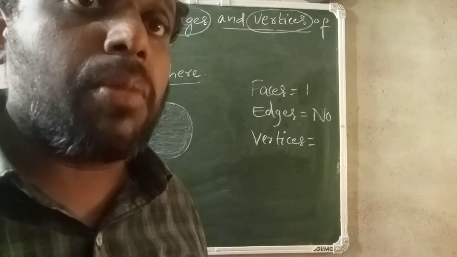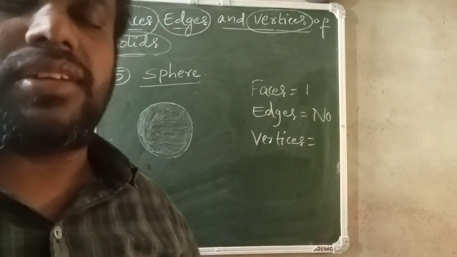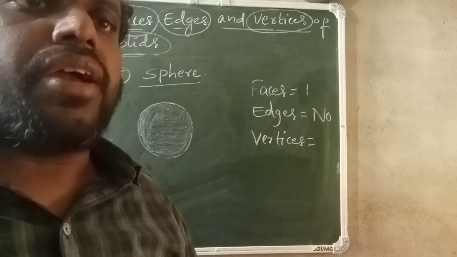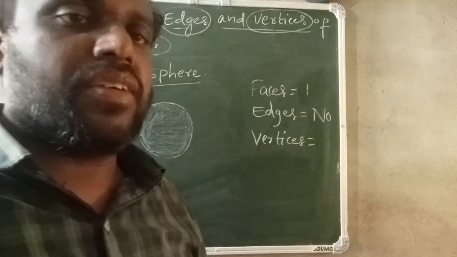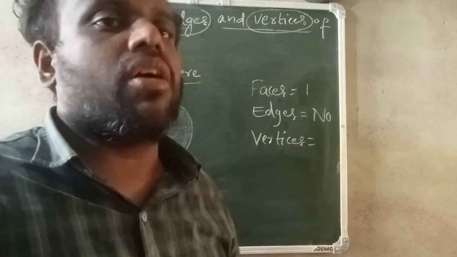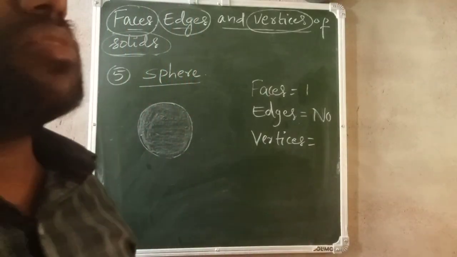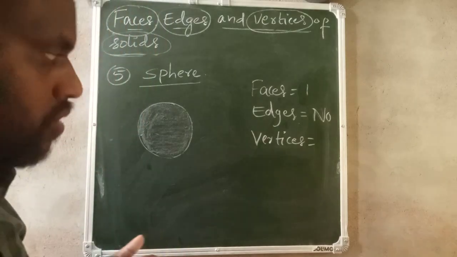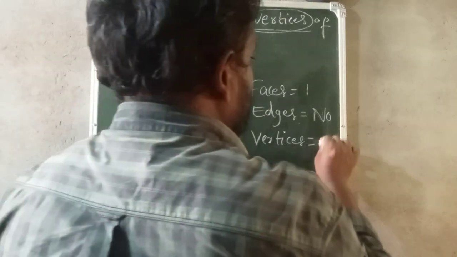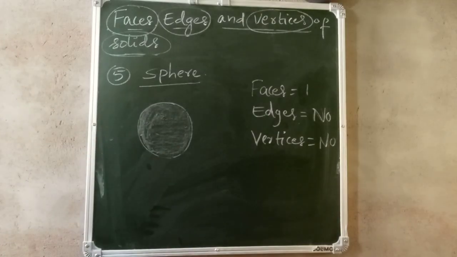You know how the ball moves. It has no corner point, that's why it moves like that. If it had corner points, people would not use it for playing cricket and all. So the ball has no corner points or vertices. The ball is an example for the sphere. So vertices, we will say no, there are no vertices in a sphere.